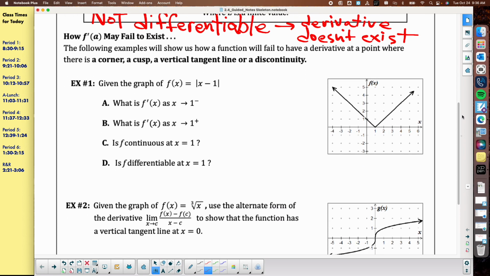Okay, so this one, we have a graph and an equation. This is leading us to this spot. What is the slope on the left-hand side of 1? So, -1. The left-hand side of the V has a slope of -1. Then it says, what is the slope on the right-hand side of 1? That's +1.